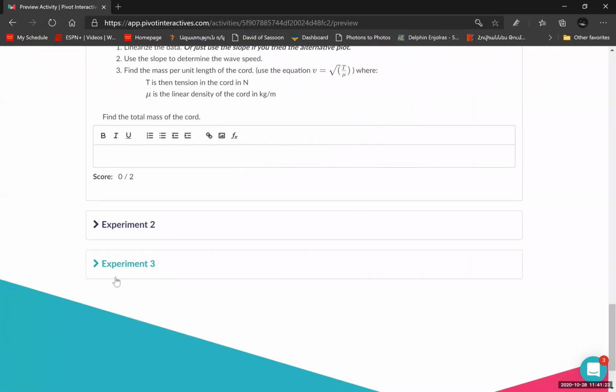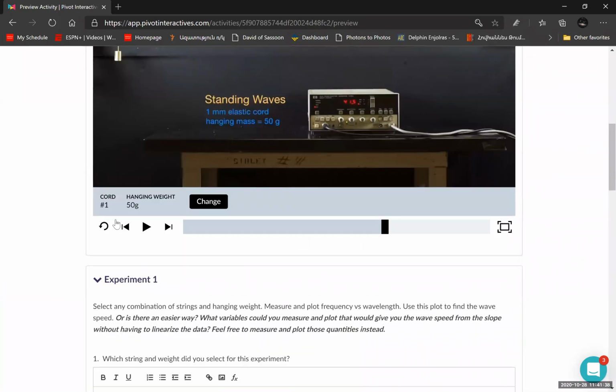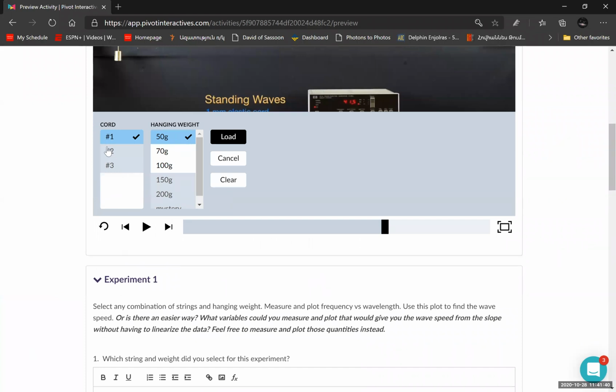Then you're going to do 2 more experiments. That means you're going to do a total of 3 experiments with 3 different hanging weight and cord combinations, and pretty much doing the same thing. That means I need to have the mass of 3 different strings. And you can do any combination, because as you could see, there's cord 1 with several masses, cord 2 with several masses, cord 3 with several masses. So anything, but do not do 1 and 50, because I used that for the demo. Any other combination will work, but not 1 and 50.